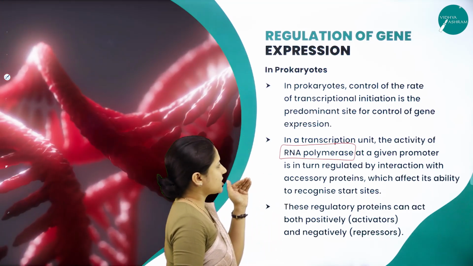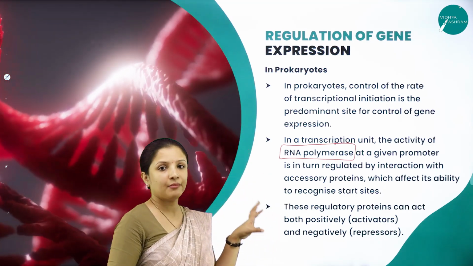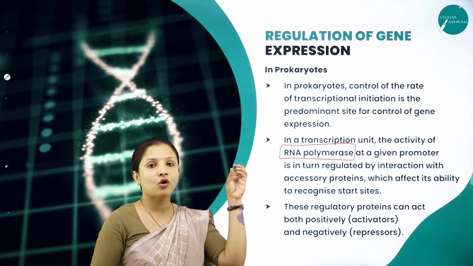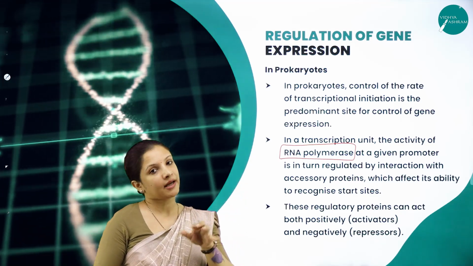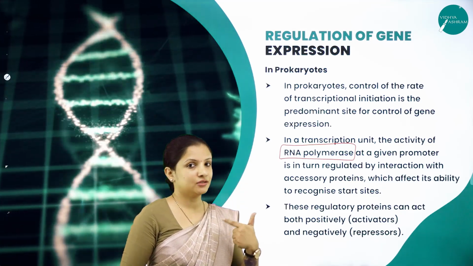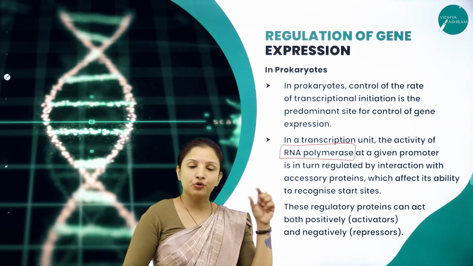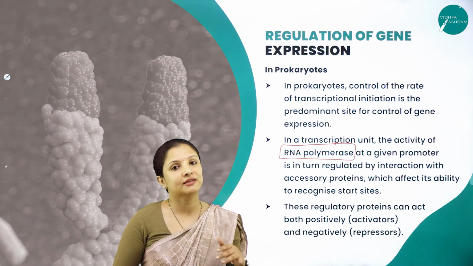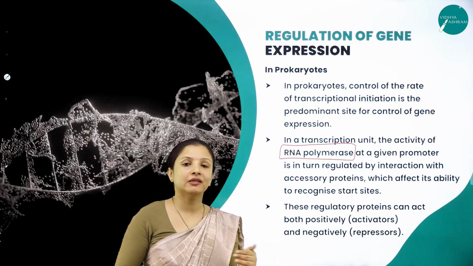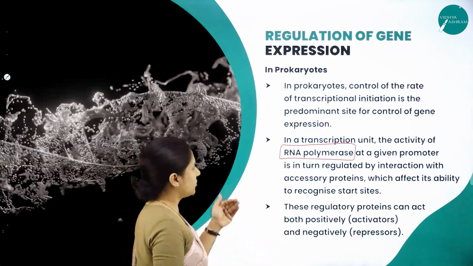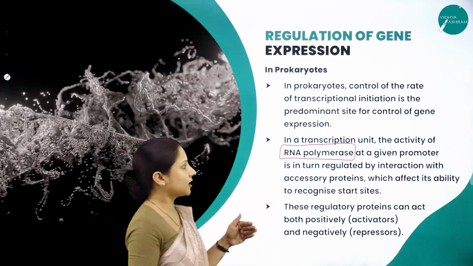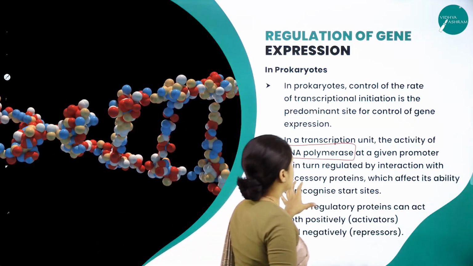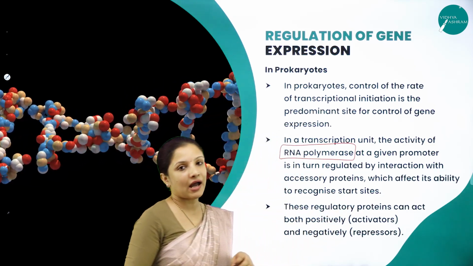Therefore, in transcription, the RNA polymerase enzyme also needs to get synthesized every now and then, because it is that enzyme that keeps on adding the sequences to the mRNA strand. Now, if RNA polymerase doesn't bind to the initiator region and the process doesn't happen properly until the terminator, then proper addition of the sequence on the mRNA strand will not take place. Therefore, the mRNA strand can get completely mutated. So that is why, in a transcription unit, the activity of RNA polymerase at a given promoter or initiator region is in turn regulated by interaction with accessory proteins.